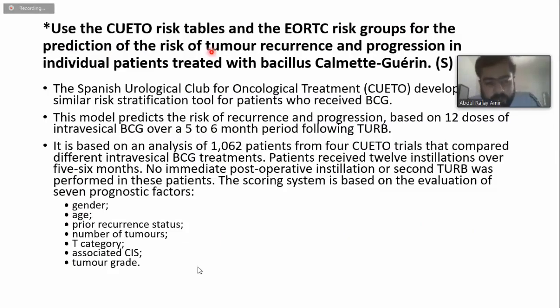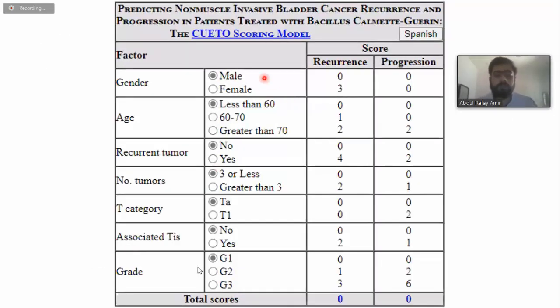What this EORTC trial lacked was that the patient pool which were given BCG was very low. So in order to compensate for that, the Club Urológico Español devised its own risk table for prediction of tumors in individuals who were treated with BCG. The prognostic factors include gender, age, prior recurrence, number of tumors, T category, associated CIS and tumor grade. Here we can see the Spanish calculator for patients treated with BCG. You can appreciate the inclusion of gender and age, which was not in the EORTC table.